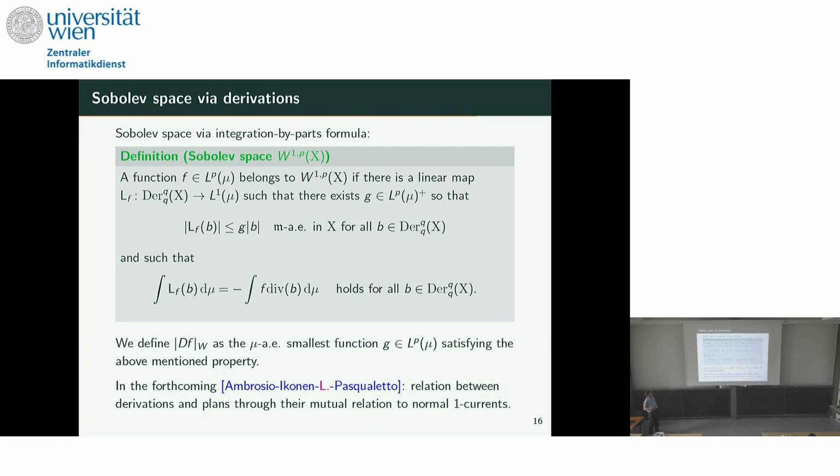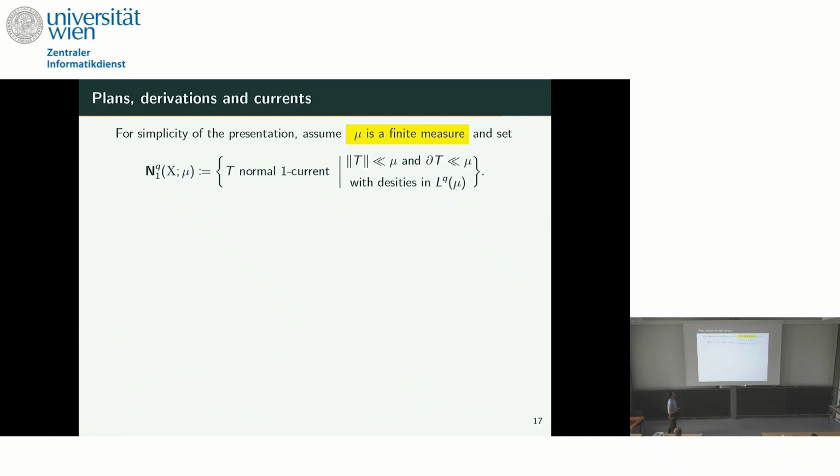And so now in this forthcoming paper, and also in the paper which is already online with Ambrosio, Ikonen, Pasqualetto, we have studied the relation between derivations and plans through their mutual relation to normal one currents. And let me just show you a part of the results that one can have.